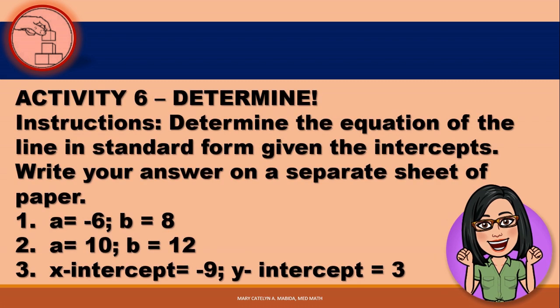For activity 6, determine the equation of the line in standard form given the intercepts. Write your answer on a separate sheet of paper. Number 1, a is negative 6, b is 8. Number 2, a is 10, b is 12. Number 3, x-intercept is negative 9, y-intercept is 3.